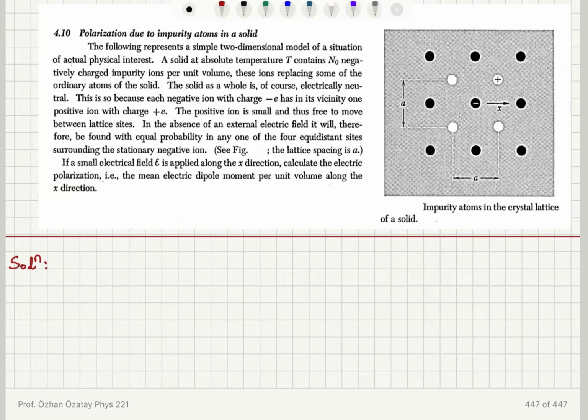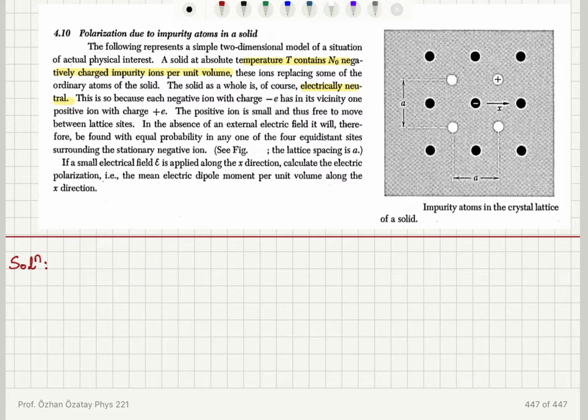Polarization due to impurity atoms in a solid. The following represents a simple two-dimensional model of a situation of actual physical interest. A solid at absolute temperature T contains n sub 0 negatively charged impurity ions per unit volume. These ions replace some of the ordinary atoms of the solid. The solid as a whole is of course electrically neutral.